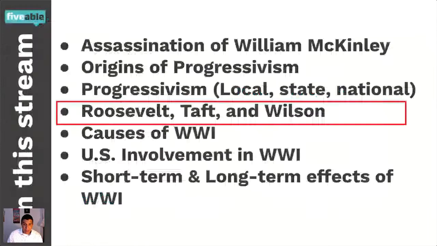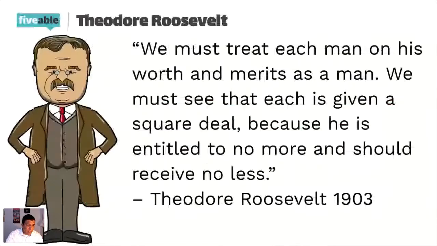All right, now we're going to look at the presidents. So this man right here is Theodore Roosevelt, the 26th president of the United States. And he comes up when he becomes president after McKinley's assassination. He says, we must treat each man on his worth and merits as a man. We must see that each is given a square deal because he is entitled to no more and should receive no less. Why do you think Roosevelt would call his progressive reforms a square deal?